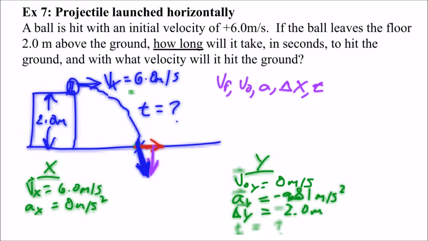Remember, we're describing information about the ball, and delta means change in, final minus initial. The final position of the ball will be down here on the ground. The initial position of the ball was 2 meters up here above the ground. So final minus initial would be 0 minus 2. So this is negative 2. That negative sign just means the ball is falling down. So if the ball is moving down, then you need to make sure that you have a negative displacement.